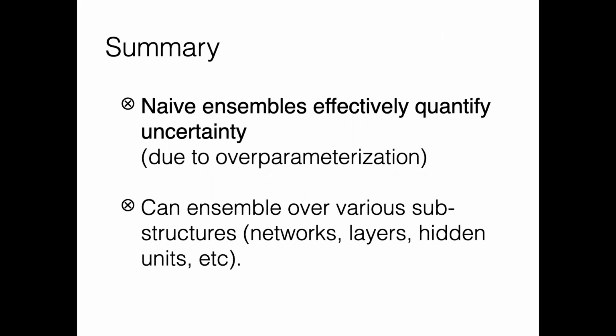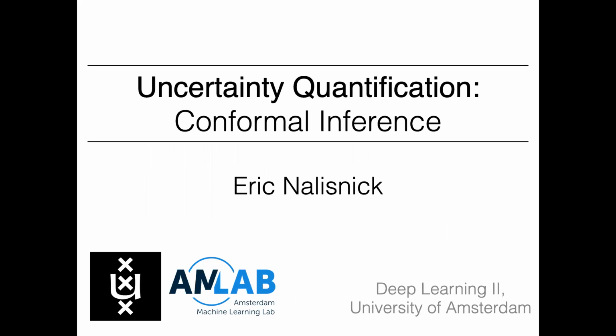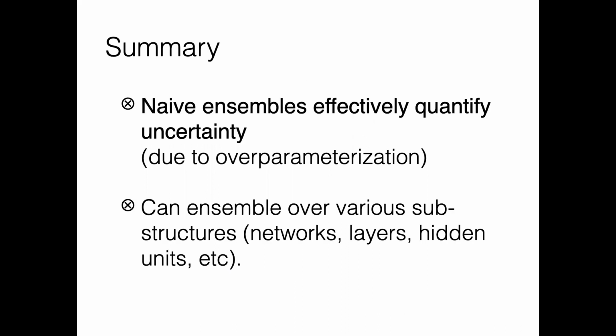So I think the big takeaway is simply that naive ensembling effectively quantifies uncertainty due to the over-parameterization of neural networks. As long as you have some sort of random procedure to jolt it into different solutions, this is an effective tool. Depending on how much computation you want to spend and what makes sense for your problem, you can add this perturbation or noise or averaging to anything you can think of: different networks, different layers, different hidden units, whatever structures you have. Okay, any questions about ensembling?